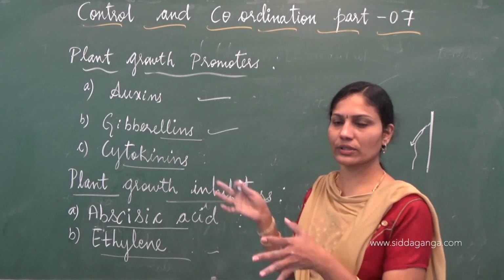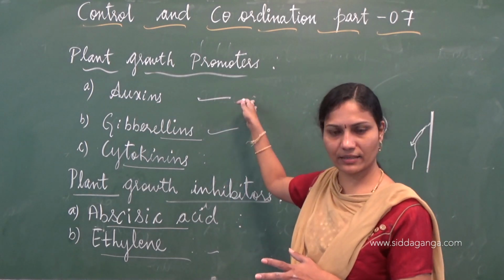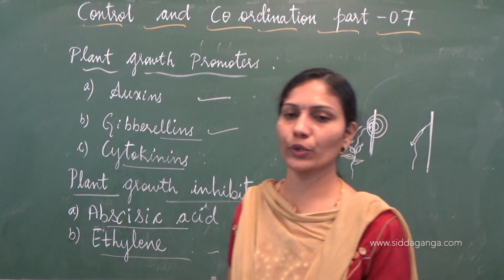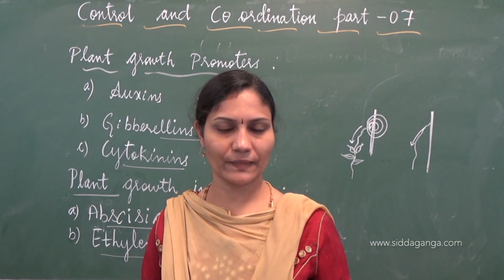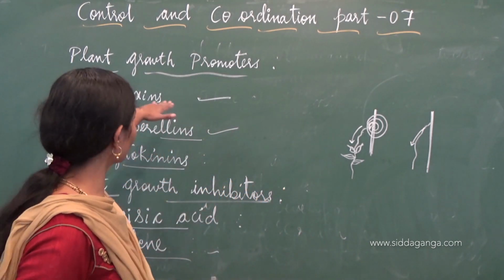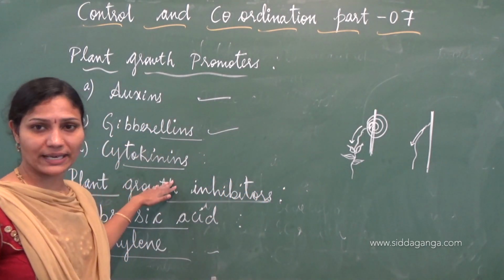We'll write a table for this: auxins, where they are present, the location and their function, gibberellin, cytokinins. I'll write a table for you. You can copy down this table. Is this clear to you? Very interesting and very simple. The only thing is, you should remember the names with correct spellings.